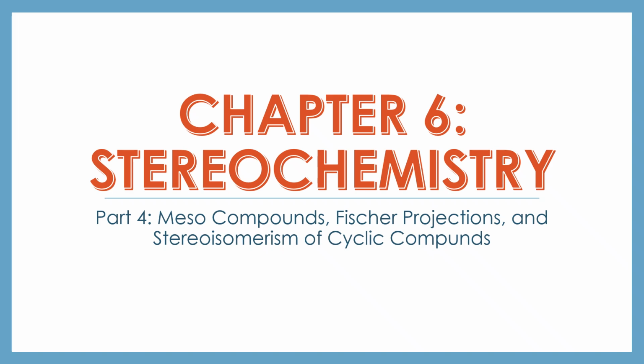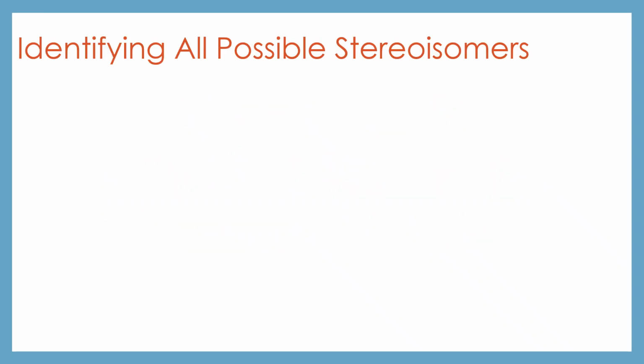Chapter 6, Part 4: Meso compounds, Fischer projections, and stereoisomerism of cyclic compounds. So let's talk about how we identify all possible stereoisomers.